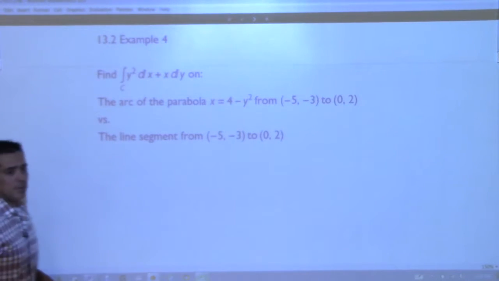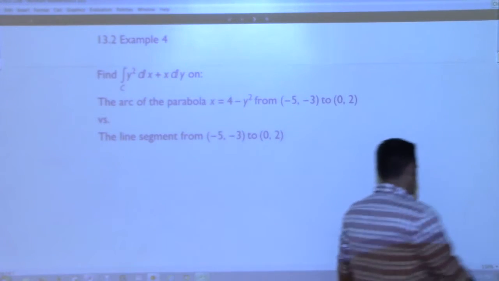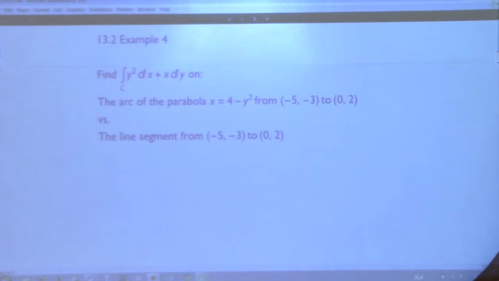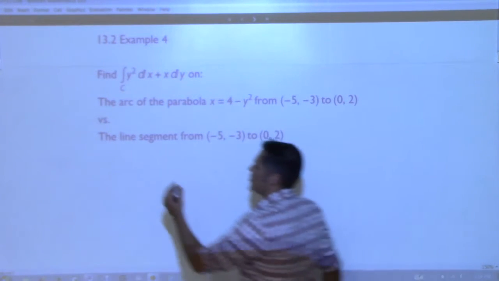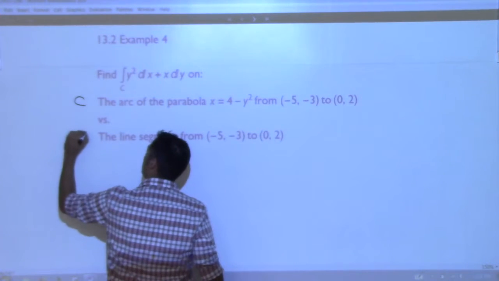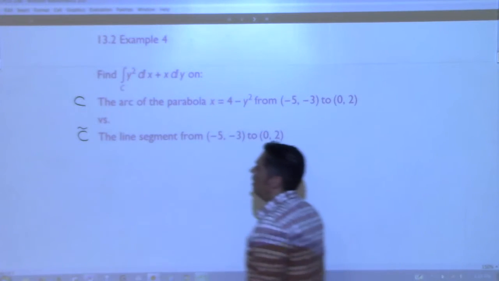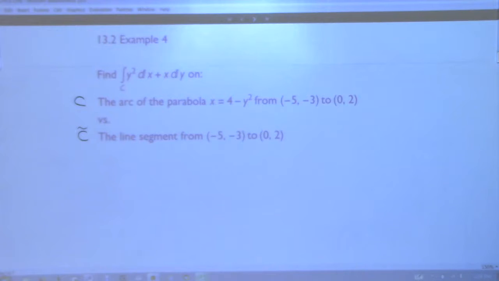So here's an example to verify what our intuition is. Our intuition is that it should change, right? So here's an example of a line integral where we have two different paths, okay? So let's just call this one C, and let's call this one C tilde. Notice that they both start and end at the same points, right? But they're completely different paths. One of them is parabolic, the other one is a straight line segment.